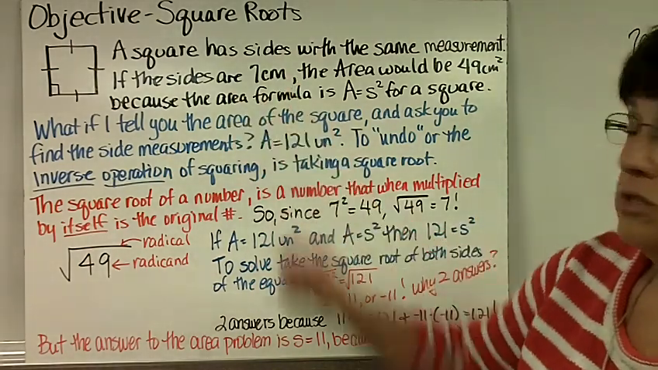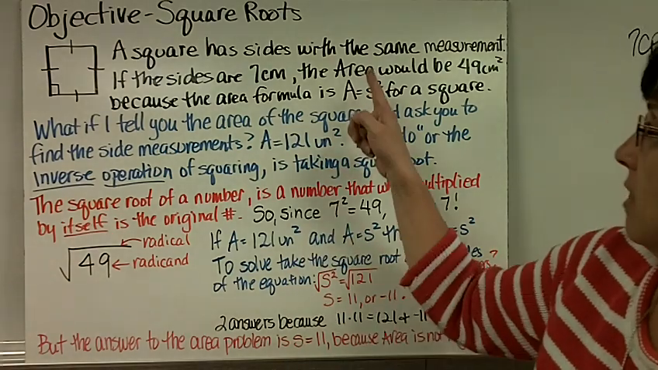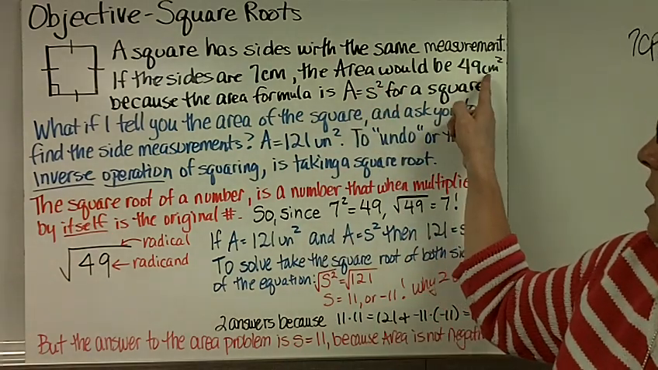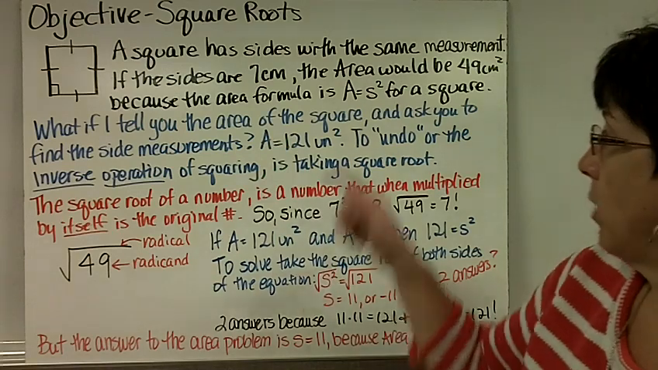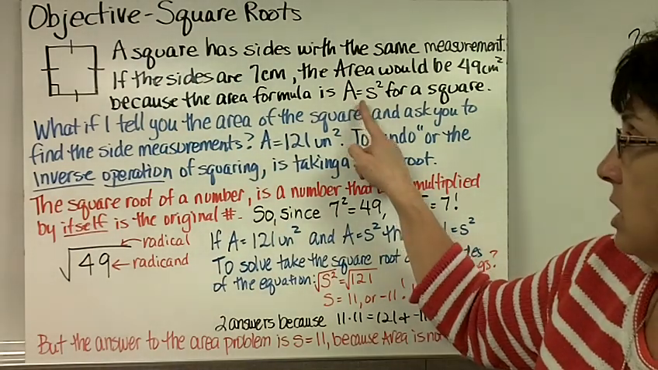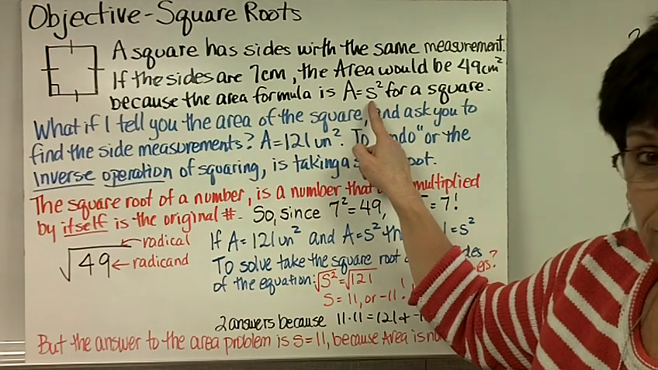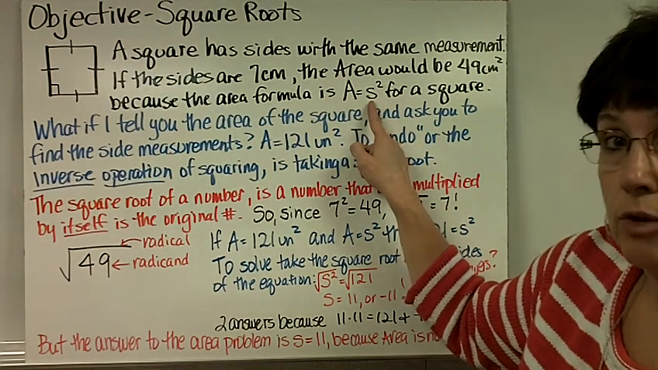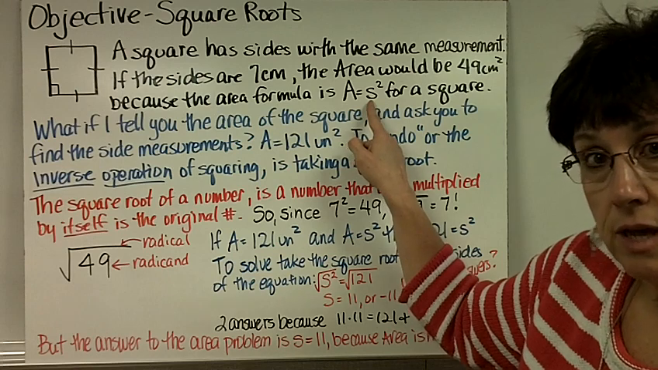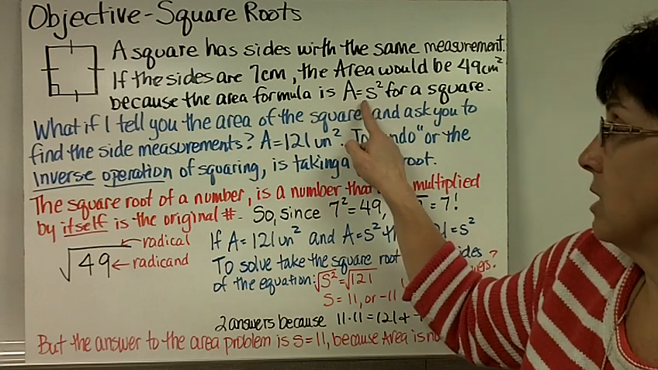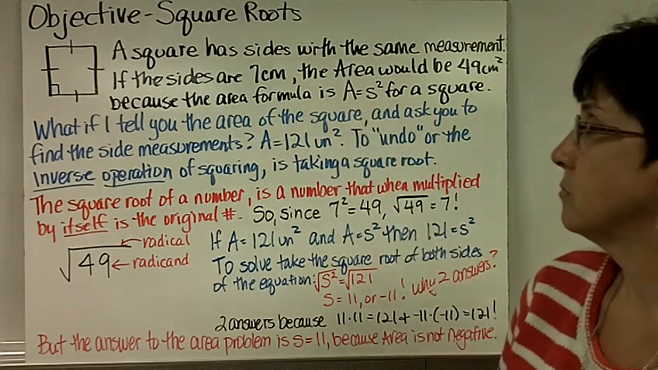If the sides are 7 centimeters, the area would be 49 centimeters squared because the area formula for a square is area equals the side squared. You know we can always say length and width for a rectangle, but a square is special because all the sides are squared. So this formula is specific for a square.